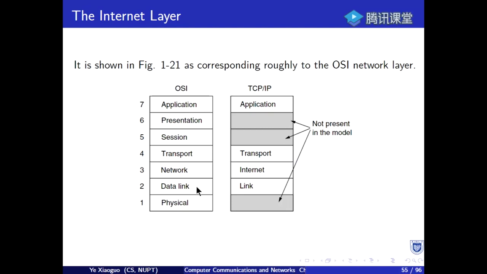The data link layer of OSI corresponds to the link layer of TCP/IP. The network layer corresponds to the internet layer of TCP/IP. Transport corresponds to transport, application to application.